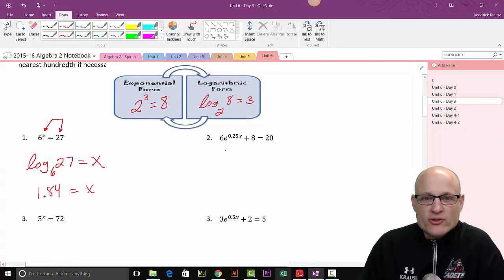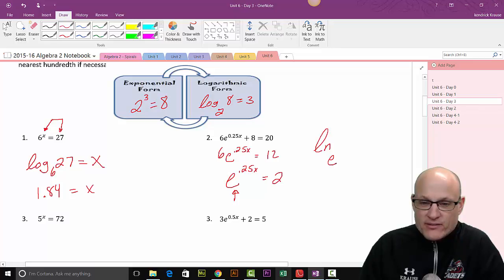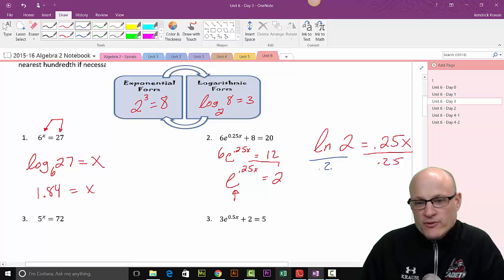All right, get the weird thing alone. So the first thing we're going to do is move that 8 over. So we get 6e to the 0.25x equals 12. Divide by 2, we get e to the 0.25x equals 2. Now, it's all about that base, but in this case, the base is e. And anytime the base is e, we're going to use the natural log. Now, we can do the natural log of base e, but remember, this is not necessary. And then these two things change. So natural log of 2 is equal to 0.25x. Divide by 0.25. Let's change colors.